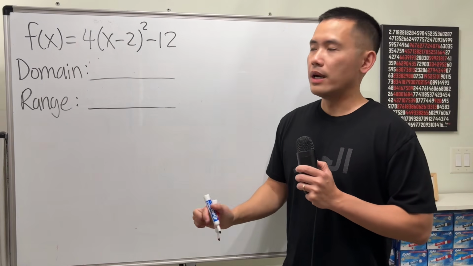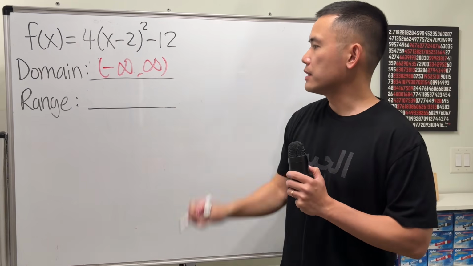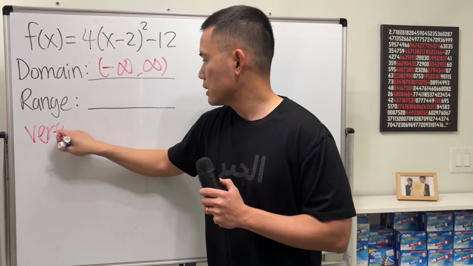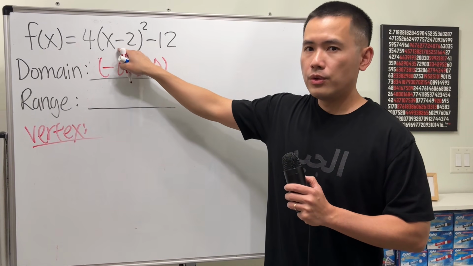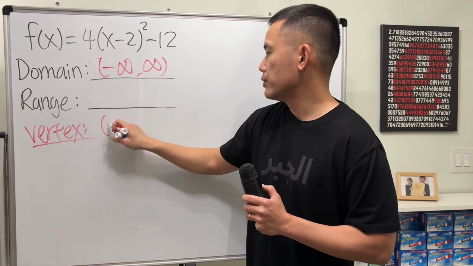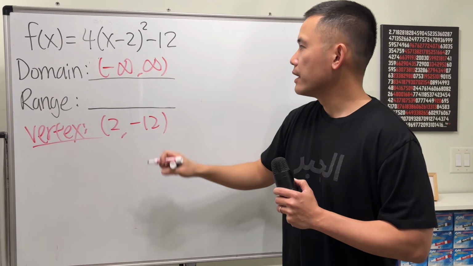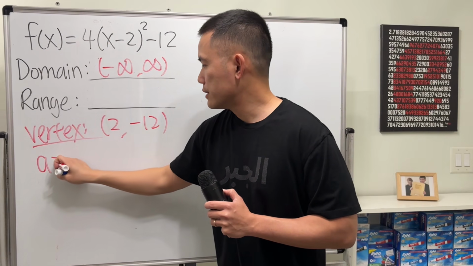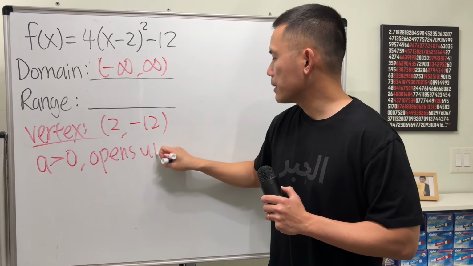Okay, now for this one, the domain is again negative infinity to positive infinity. And for the range, we need the vertex first. So this right here is minus 2, but you do the opposite, so it's 2. And then this right here is just negative 12. And then here the a value is 4, which is greater than 0. So the graph opens up.